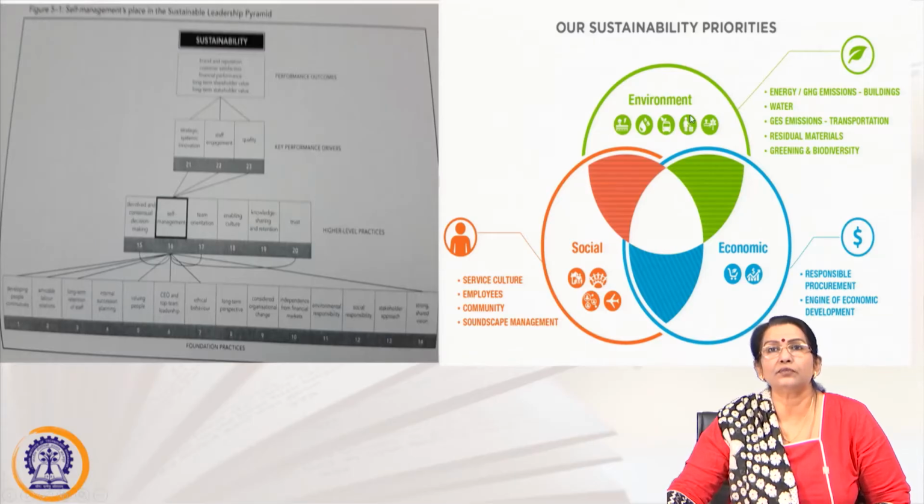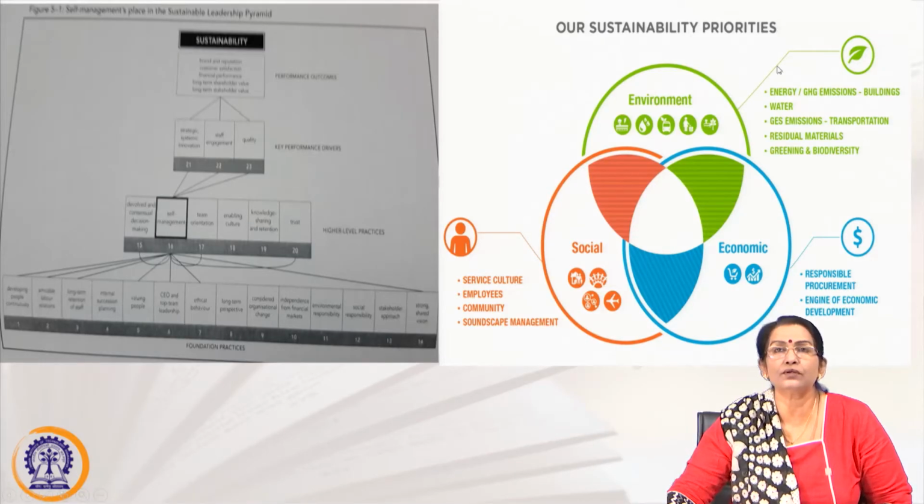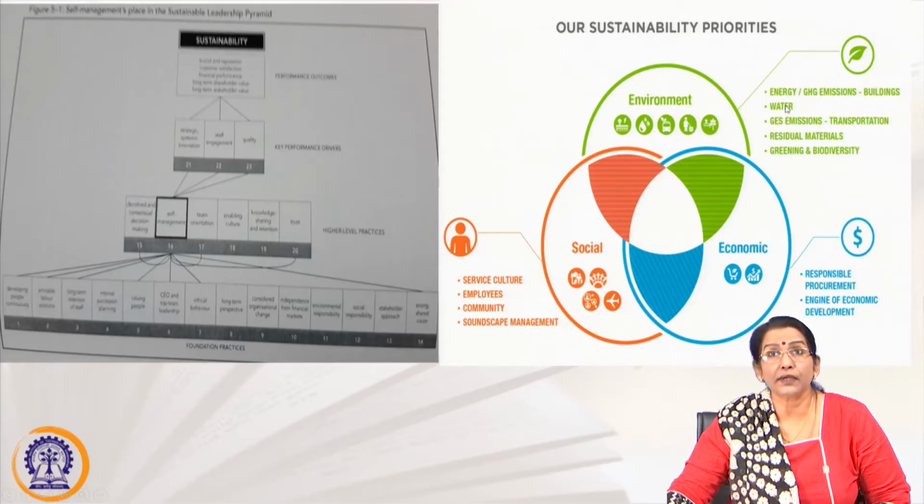And environment is the protection of the ecosystem: creating clean energy, buildings with minimum carbon emissions, the quality and sufficient quantity of water, and transportation, considering the gas emissions it causes. Then waste management, how residual materials are managed, and greening and biodiversity. All these are the environmental dimensions to be taken care of.